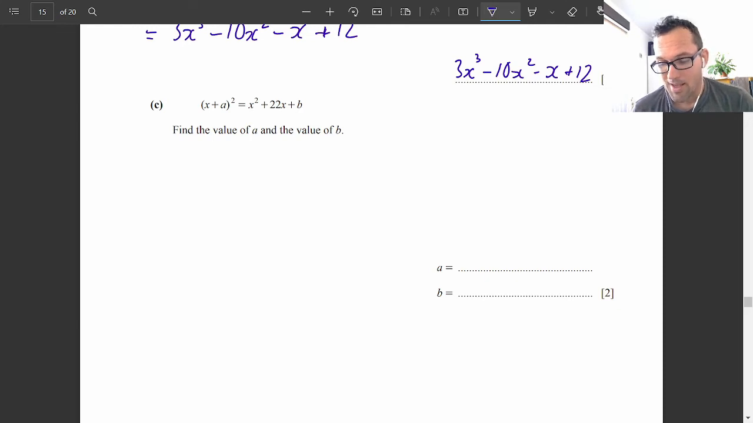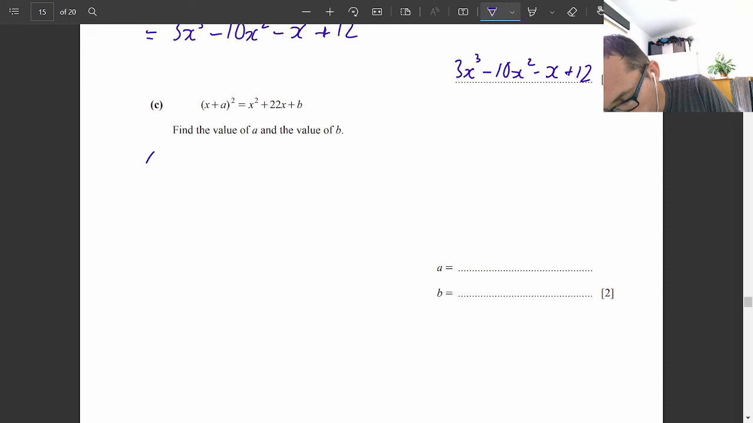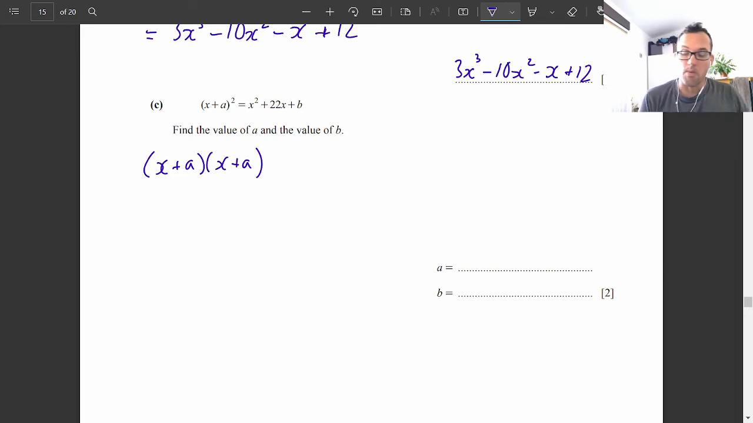We got x plus a squared equals x squared plus 22x plus b. So remember that x plus a squared means x plus a times x plus a. Now what we need to remember here is when we expand the double bracket like x plus a, the middle term, in this case 22x, is the two last terms, a and a added together, and the last term, the b, is them multiplied together.